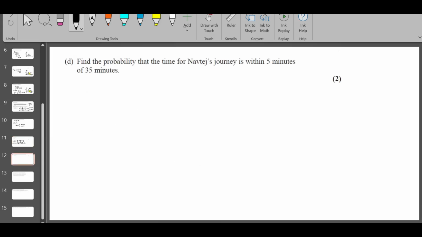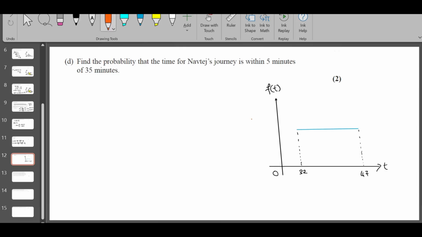Find the probability that the time for Nowz's journey is within 5 minutes of 35 minutes. Let me draw a little diagram. This is f of t against t, with the origin. The graph is a straight line because it's a continuous uniform distribution. This is 32, this is 47, and 35 is somewhere here.